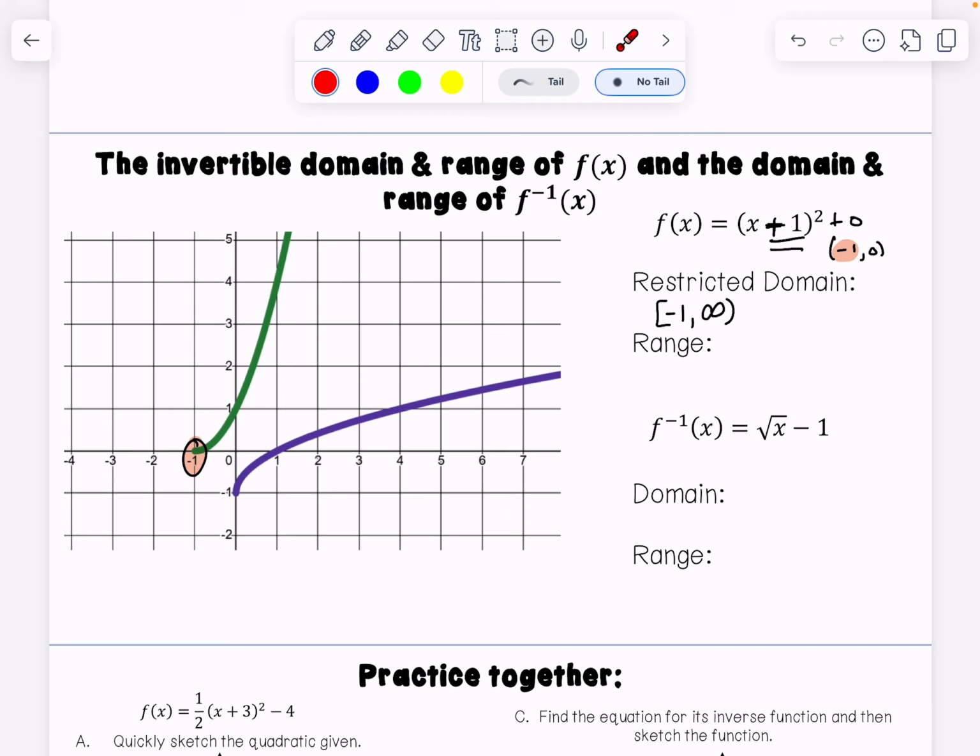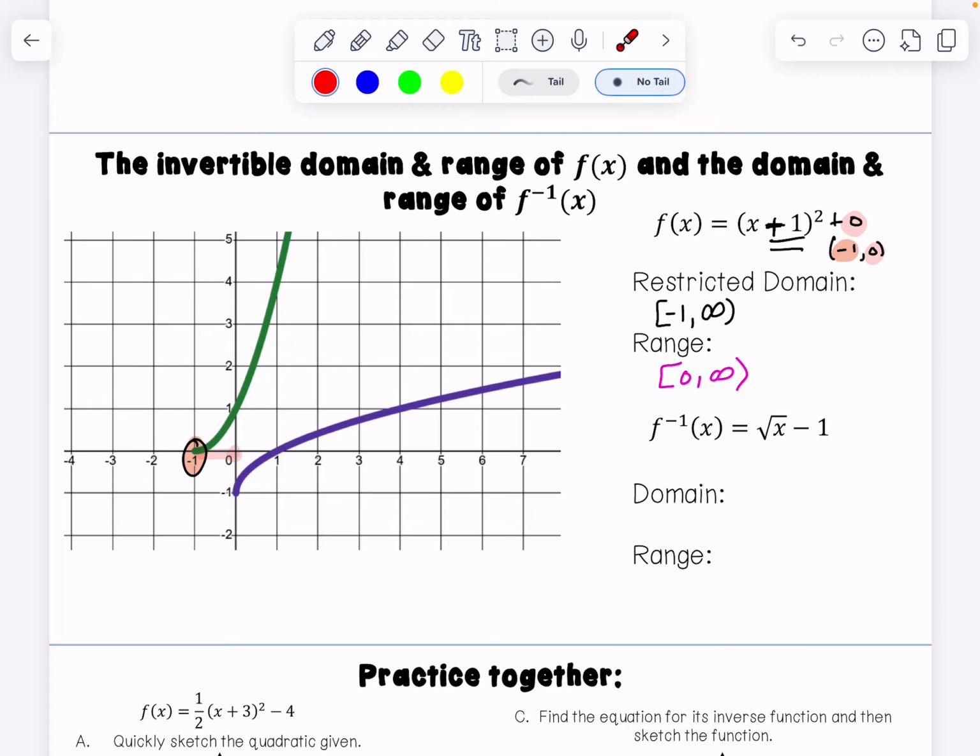We can also look at the range. Interestingly, the range doesn't change when we cut the domain off because we're starting at what was the lowest point. Well, my lowest y value is 0, if I take this over here, and that 0 came from my vertex as well. So my range would be from 0 to infinity.